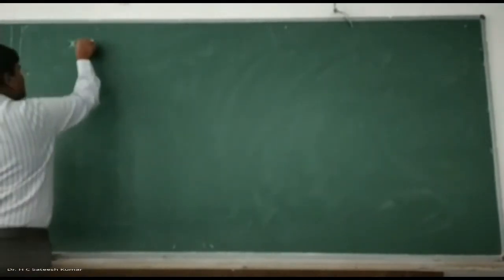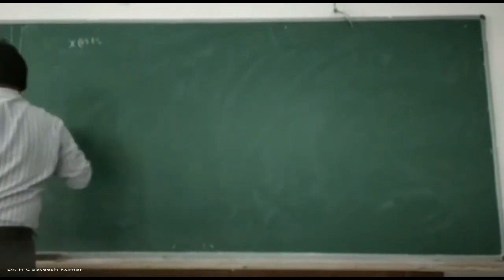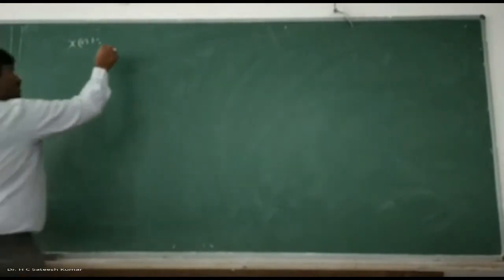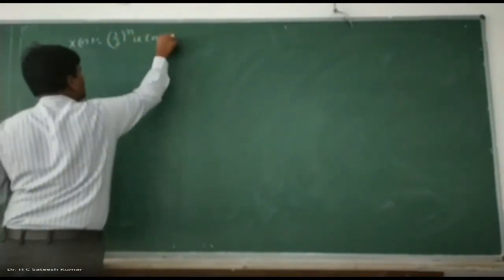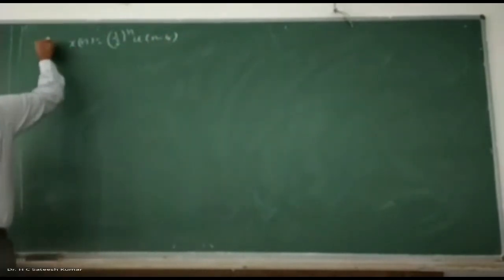Another problem from the examination. Find the DTFT of x of n is equal to half to the power of n into u of n minus 4. It was asked for 6 marks.